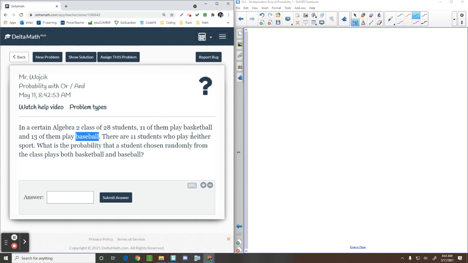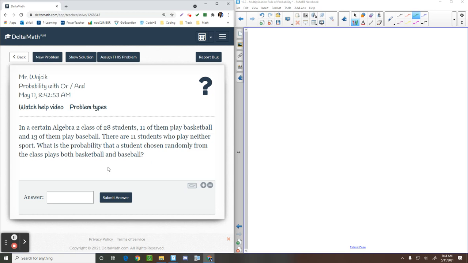There are some that just do one and some that just do the other. What's the probability that a random student plays both basketball and baseball? Well, do we know that from the information that's given? We don't. I know that 11 play basketball and 13 play baseball. But there are also some that don't play either.